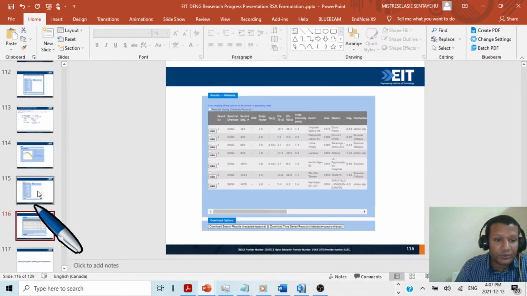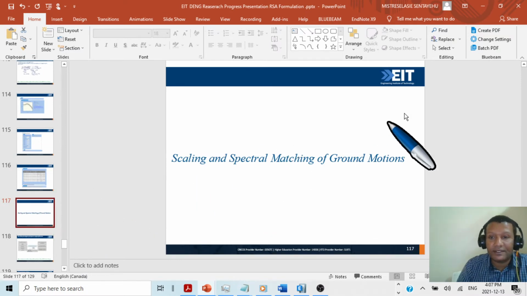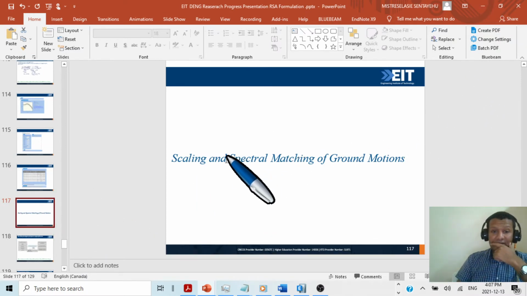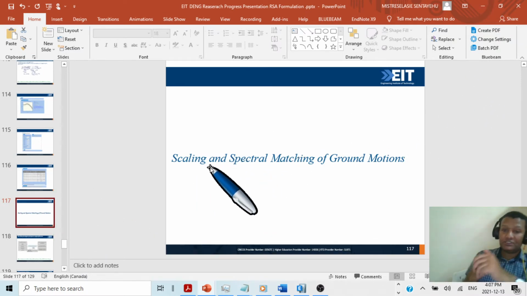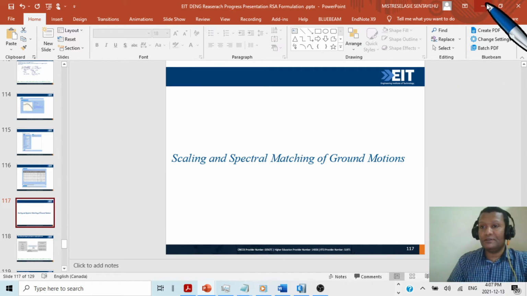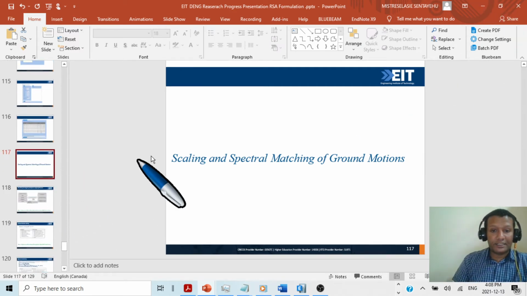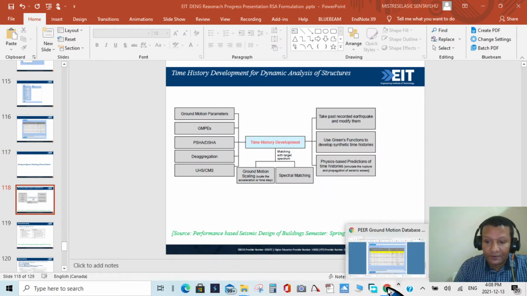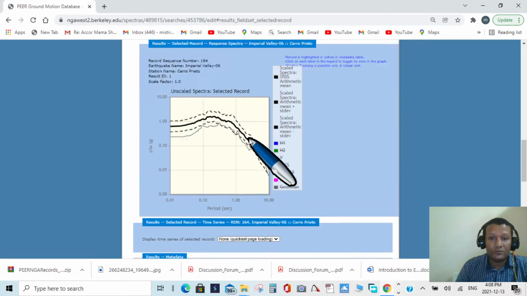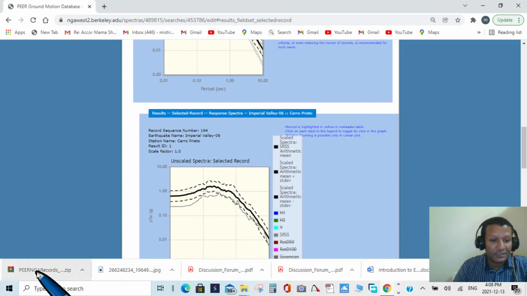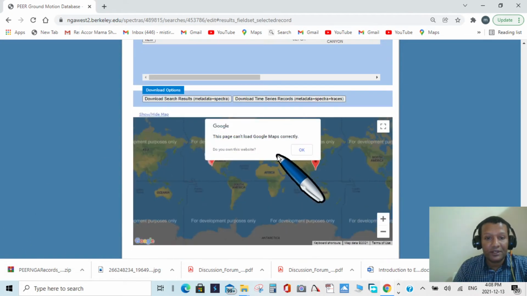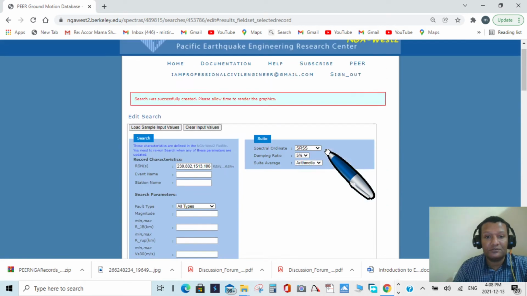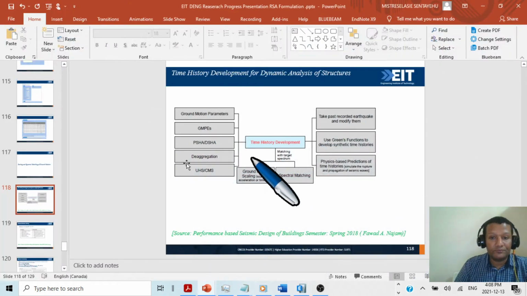So in this way we can extract, but the extracted data should be scaled and matched to our spectra. I think we are on the same page now. So this is how we can download, and you can see here in the PEER website we can take it and match it and use it for our site. So I'll come in a minute also.